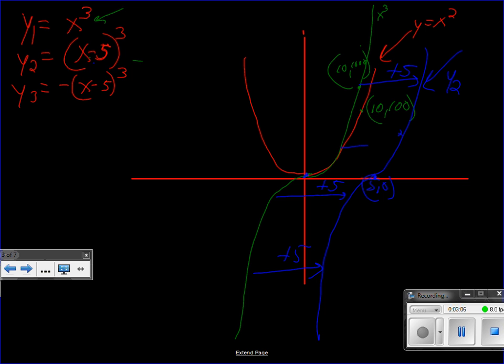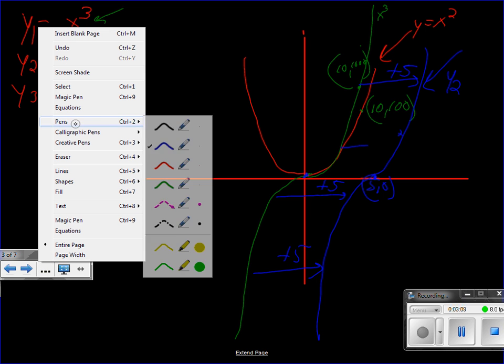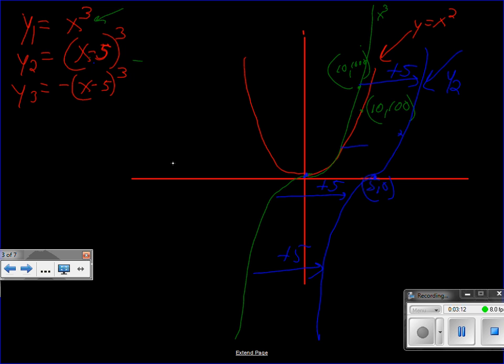Okay. How about this third one? Now I notice, what does the negative sign do to things? Well, all that does is it now reflects everything down here. So this is going to now kind of come up like this. This point now goes down here. This point that was here gets reflected up here. So this curve got reflected about the x-axis. And this curve is y3.